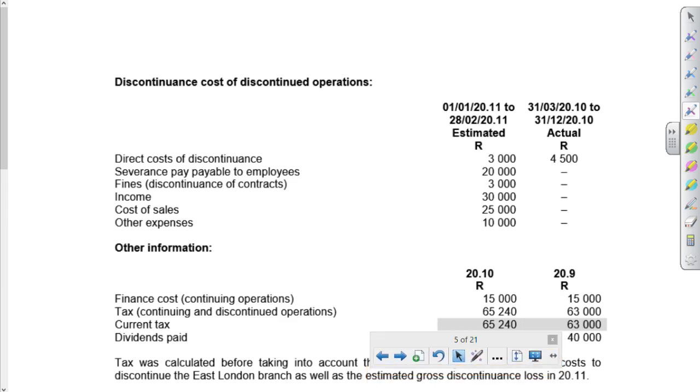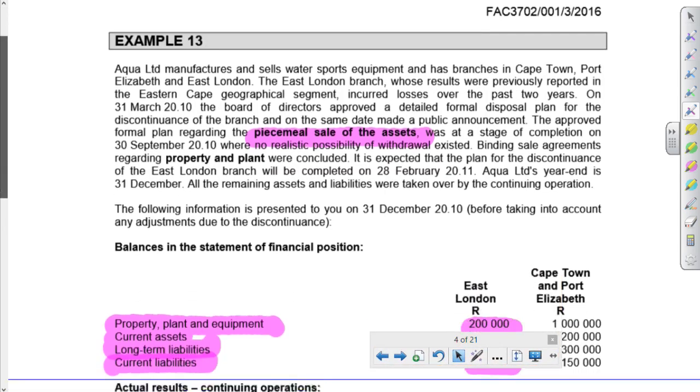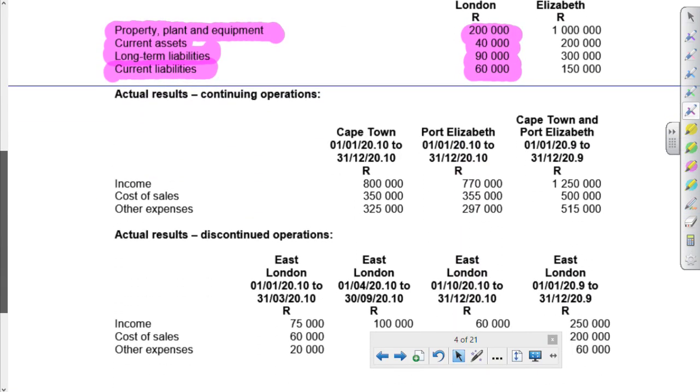So let's look at the stuff for this week. They give us the results. Okay, actual results of continuing operations. They give us for Cape Town and PE. And you'll see that they split all the dates. So they give us from January to December of the current year, and then January to December of the prior year. And for the current year, 2010, they've split Cape Town and PE.